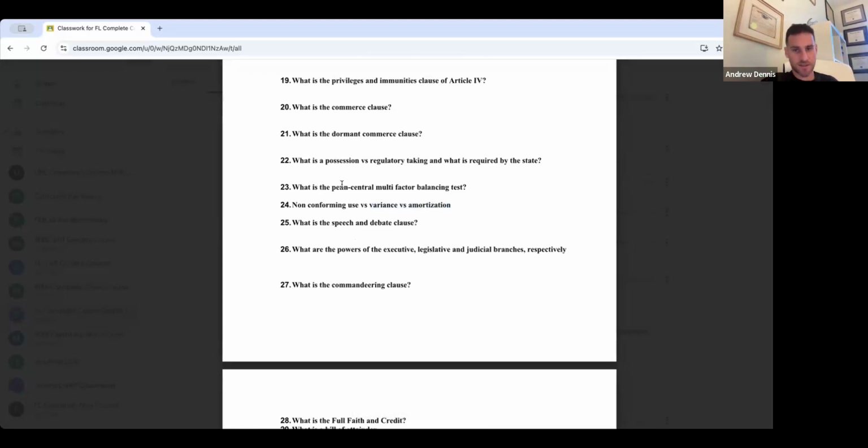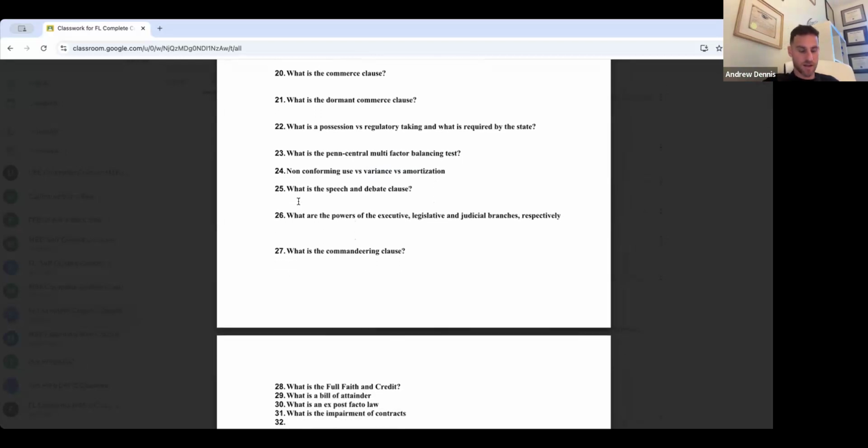Speech and debate clause, I mean, it's kind of off the scope. It just means that legislators can't be held liable for their acts in the act of legislation, like defamation on the speech floor. Executive, legislative, and judicial branch.